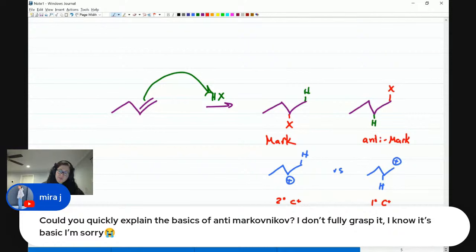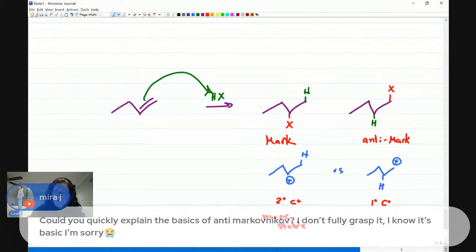And because it's more stable and more likely to form, the nucleophile winds up attacking here and winding up at the more substituted carbon. But it has everything to do with forming a stable carbocation intermediate. Now, if the reaction does not have a carbocation intermediate at all, for example, the radical, then we have to look at something else. So Mira, that is a very good question.